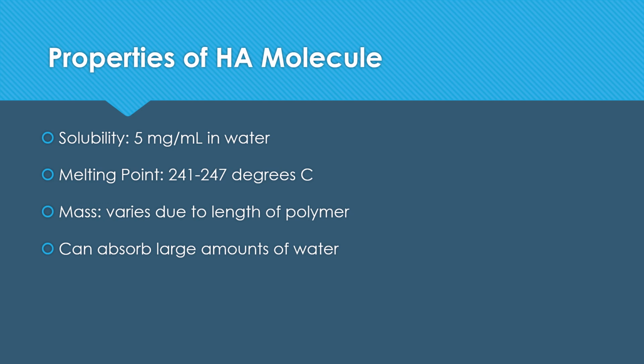Some properties of the HA molecules are it has a solubility of 5 milligrams per milliliter in water and a melting point range of 241 to 247 degrees Celsius. The mass varies due to the differing lengths of the polysaccharides, and a key feature of HA is that it can absorb large amounts of water, and this is vital to its overall function.